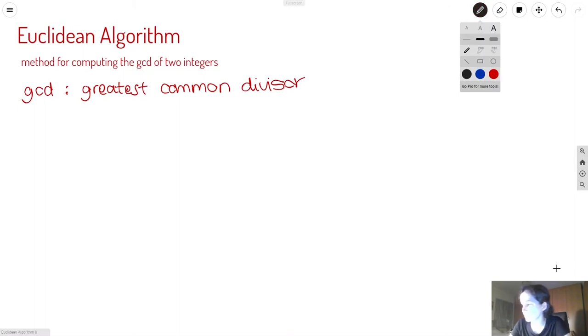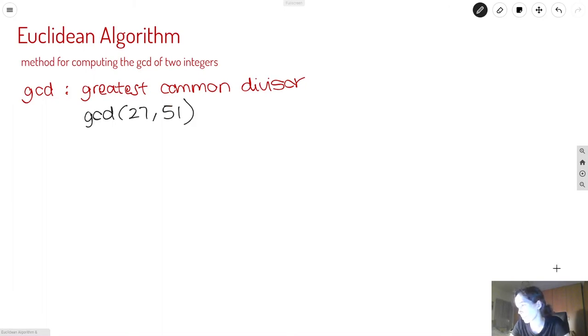Okay, quickly an example. So GCD of 27 and 51. By the way, you'll indicate the GCD with these rounded brackets. You could also just use the rounded brackets instead of indicating the GCD at the front. So 27 is equal to 3 to the power of 3, 51 is 3 times 17. So this answer is going to be 3. 3 divides both of them. There's no other bigger divisor that will divide both of them.